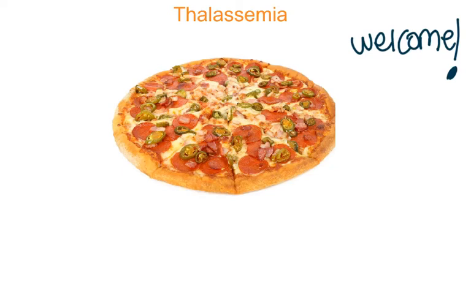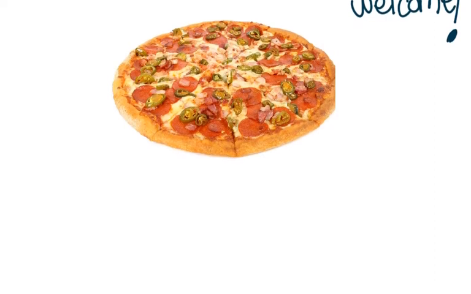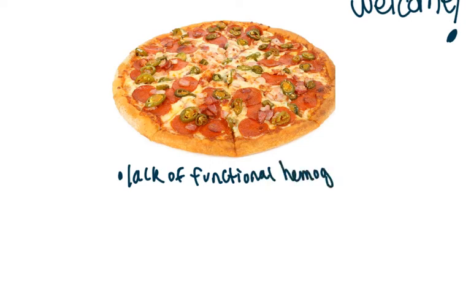But the overall definition of thalassemia would be the lack of functional hemoglobin inside our red blood cells. Alright, so we'll see later that we have alpha and beta thalassemia, where we're missing either the alpha globin chain or the beta globin chain. So in general, it's going to be the lack of functional hemoglobin in our RBC, so in our red blood cell.